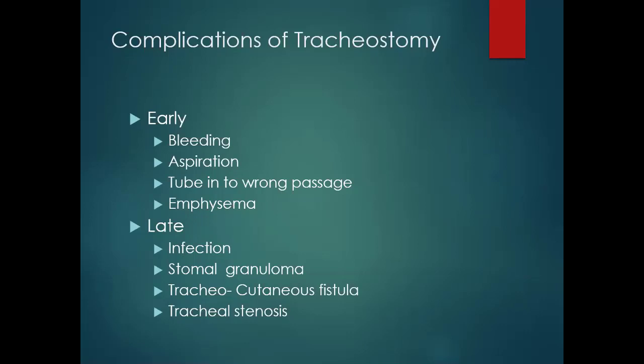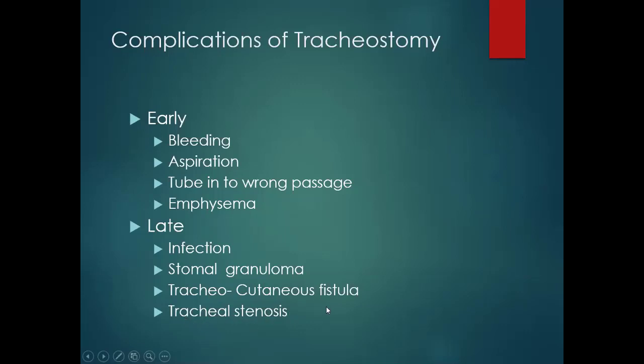Late complications of tracheostomy would be infections at the tracheostomy site and granulation tissue developing in the tracheostomy opening. And once the tracheostomy tube has been removed, the opening may sometimes not close spontaneously, and they might end up with a tracheal fistula. The problem is that mucus secretion from the trachea will come out onto the skin. It's a social embarrassment for the patient.